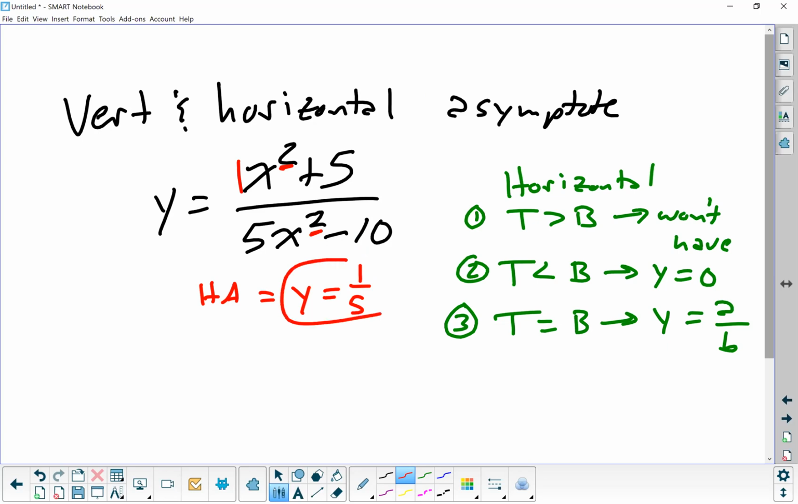So that's a horizontal line. If the degree on top would have been smaller than the degree on bottom, then we'd have y equals 0, which we don't have. And if our degree on top was bigger than the degree on bottom, we wouldn't have one. So you kind of have to decipher knowing those rules. And then the vertical asymptote, we're going to take the bottom and set it equal to 0.